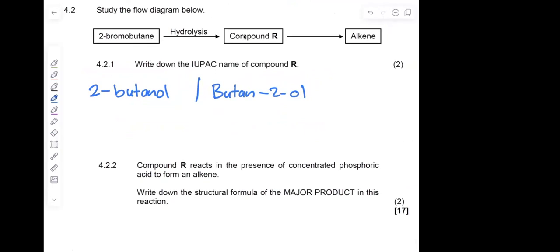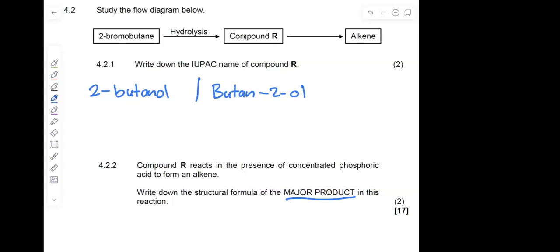Very important there. When you hear major product, you must think Markovnikov's rule, you must think Zaitsev's rule, right? Those rules basically tell you that when undergoing addition reactions and elimination reactions, you give hydrogen to the carbon with the most hydrogens, you take hydrogen away from the carbon with the least number of hydrogens, right? So let's have a look at what's going to happen there.